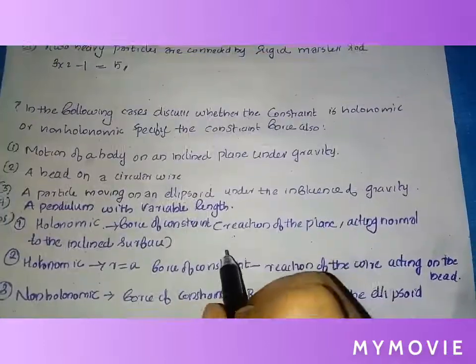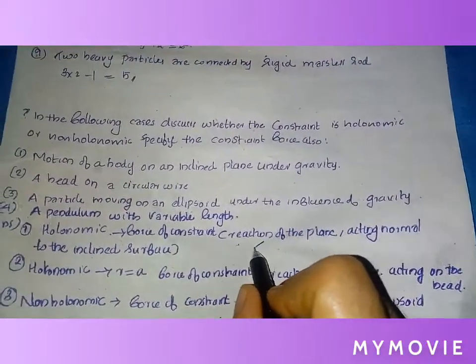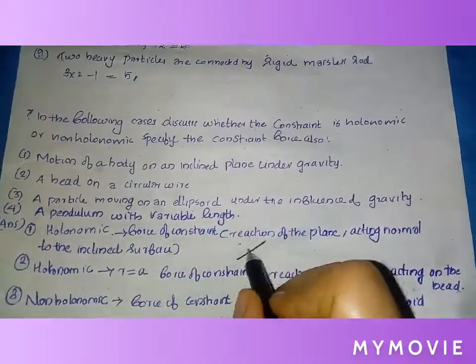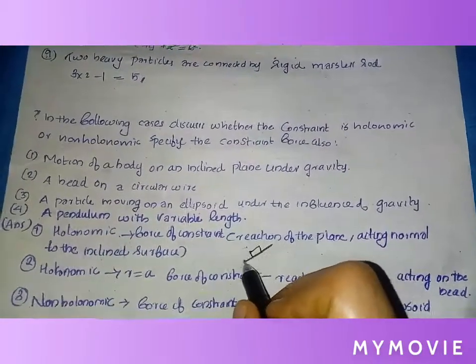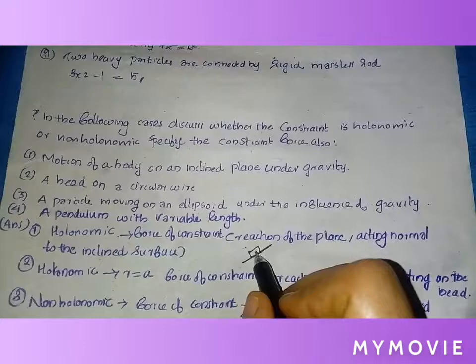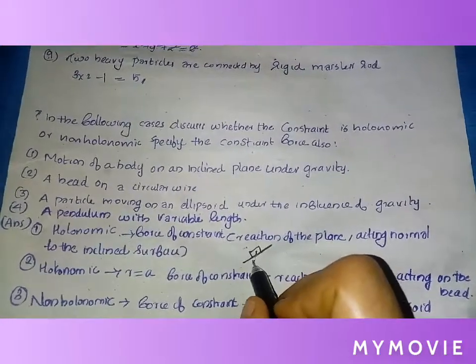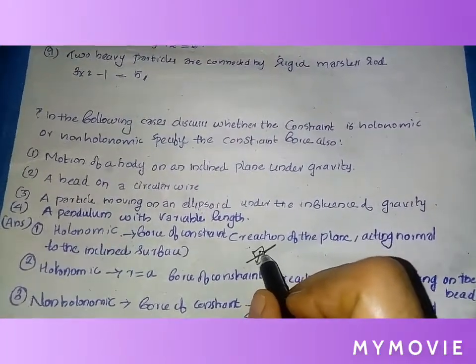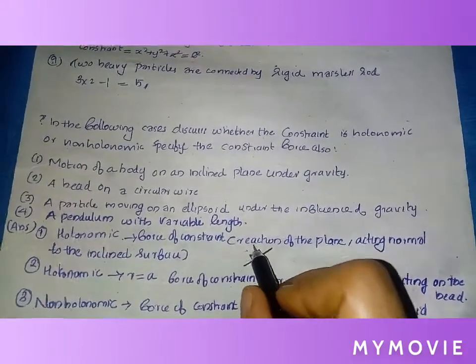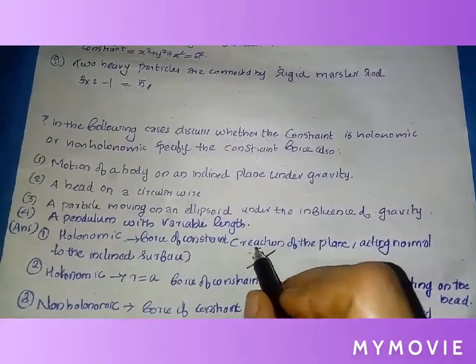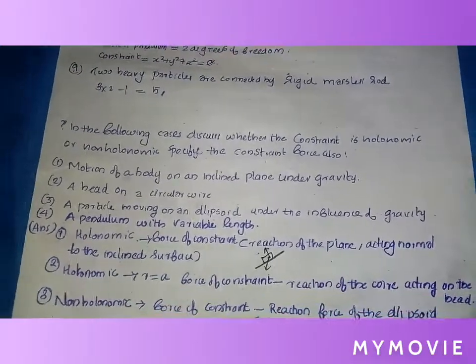Here we have an inclined plane, and a body which is moving along this inclined plane. So the weight is here, and the normal reaction, which is acting normal to the inclined plane, is the force of constraint.